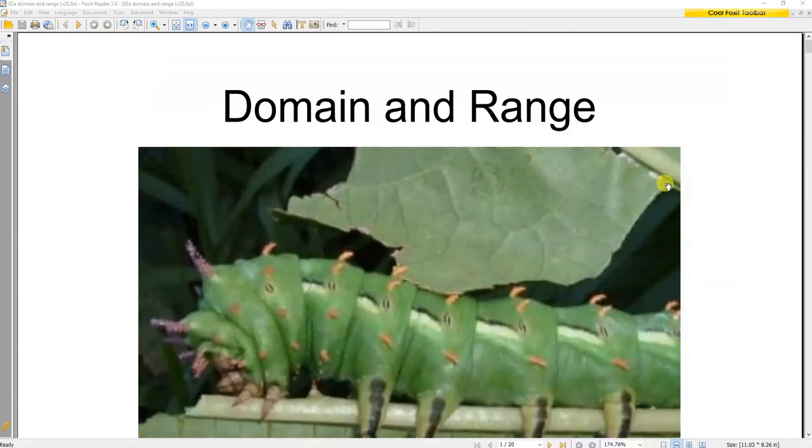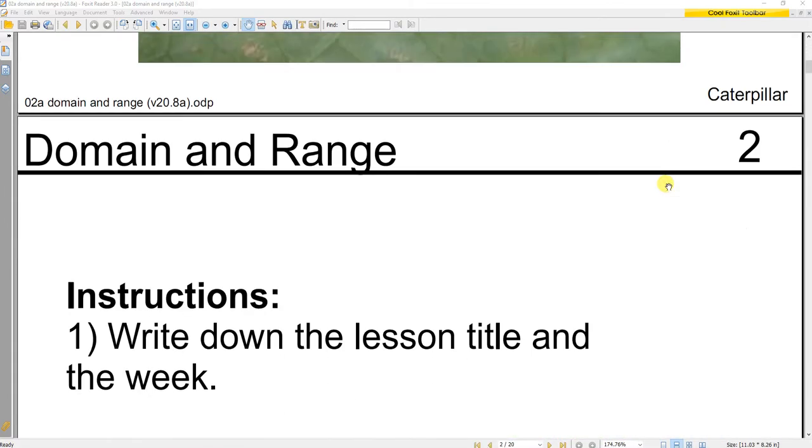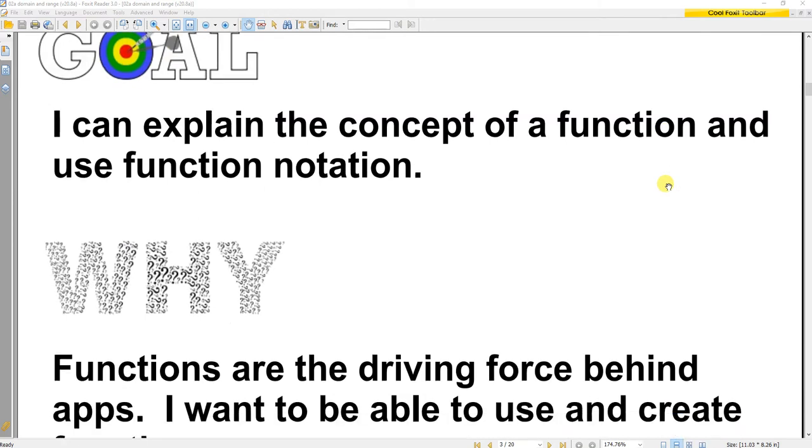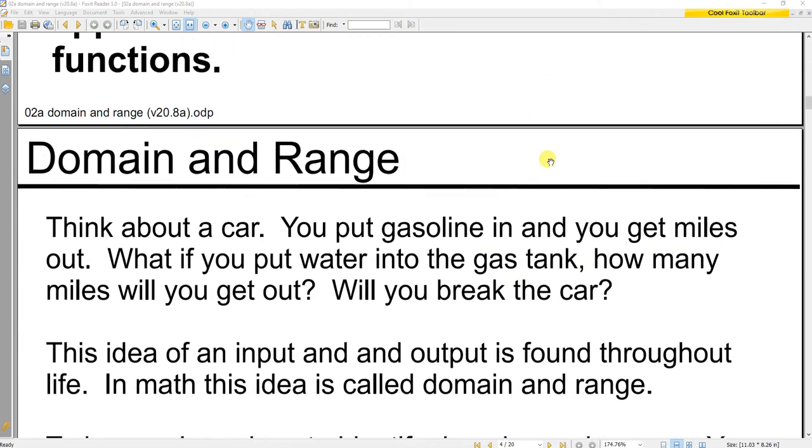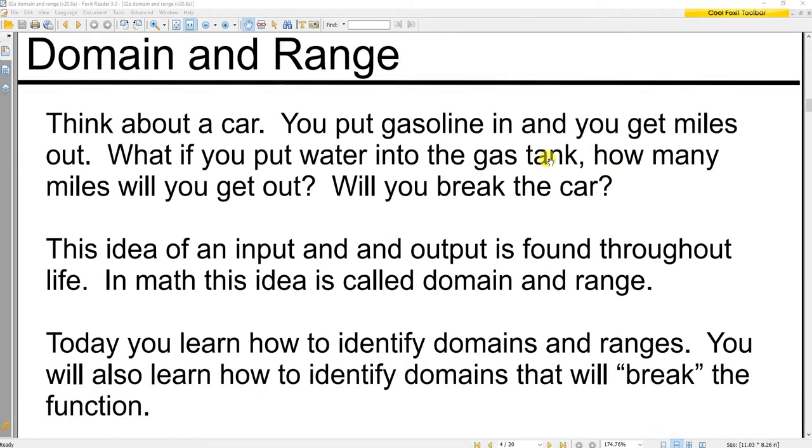So domain and range. Learning goal: I can explain the concept of a function and use function notation. Functions are the driving force behind apps. I want to be able to use and create functions. It's the idea of an input and an output. Think about a car. You put in gasoline and you get miles. If you put in water, what happens to your car? It kills it. You will break your car. This idea of an input and an output is found throughout life.